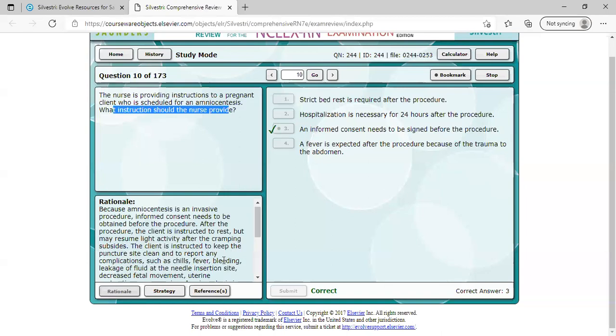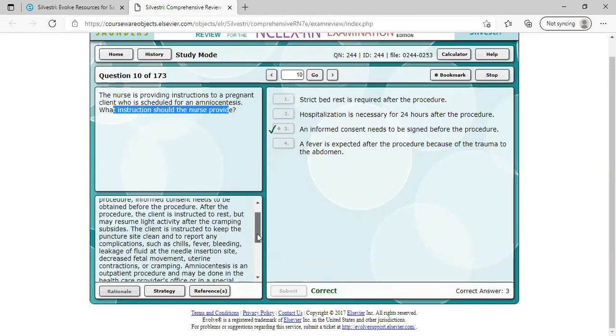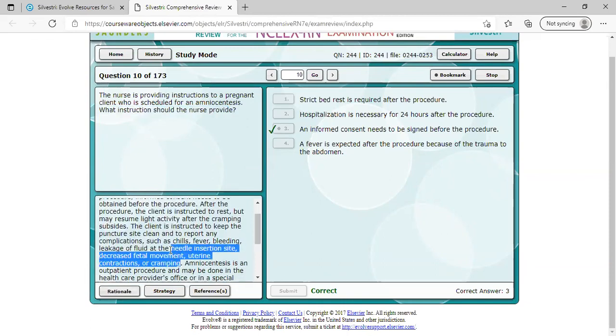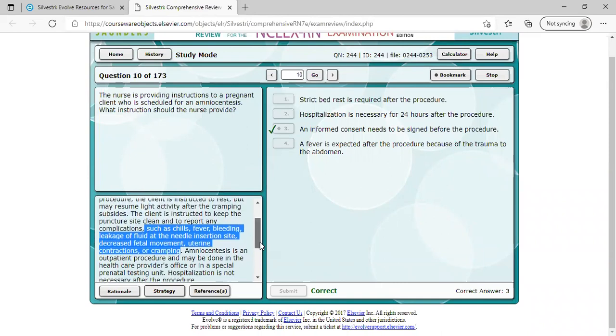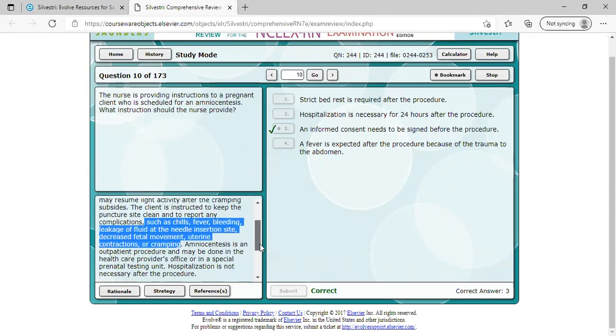These are danger signs. Also, decreased fetal movement, uterine contractions, or cramping are danger signs. We always have to inform the healthcare provider. Amniocentesis is an outpatient procedure and may be done in the healthcare provider's office or in a special prenatal testing site. Hospitalization is not necessary.